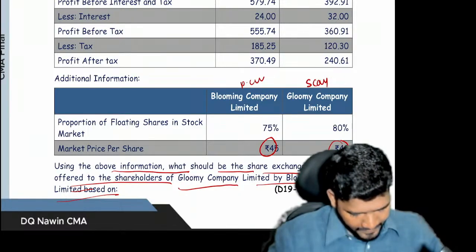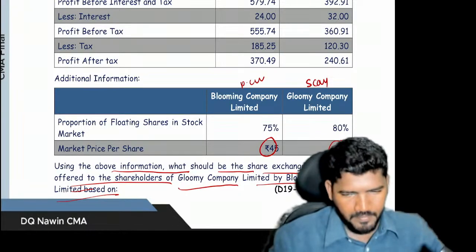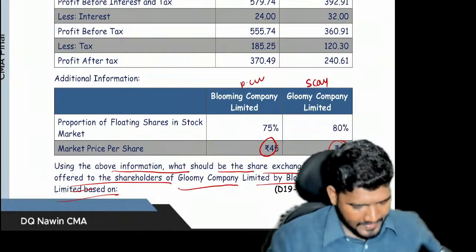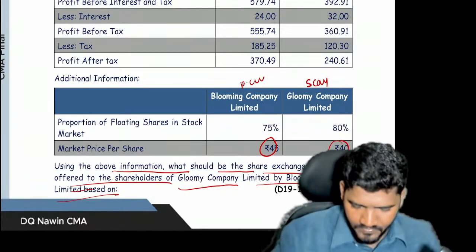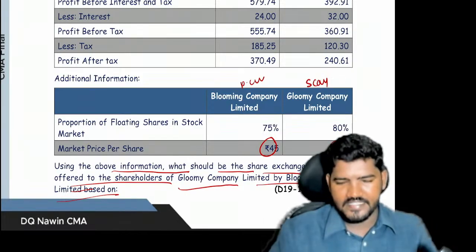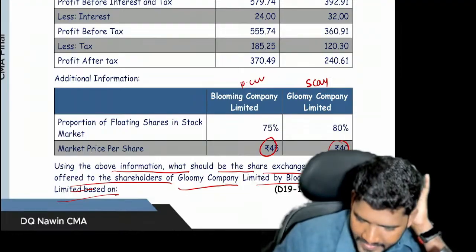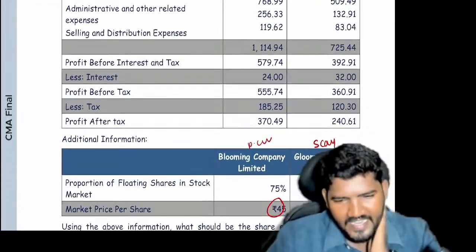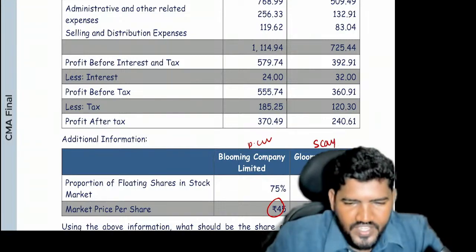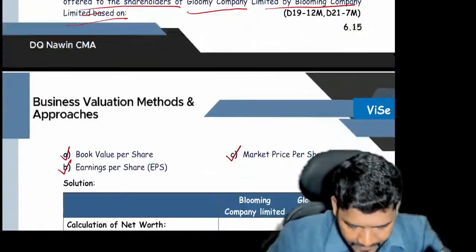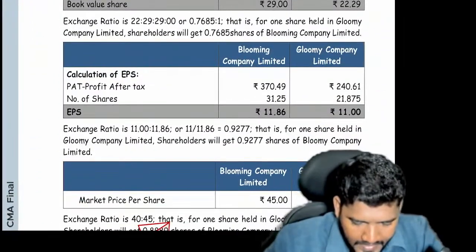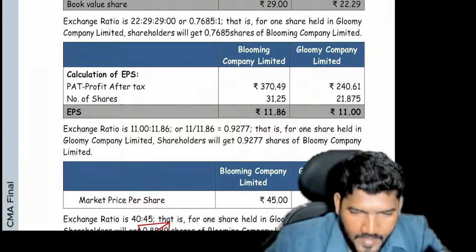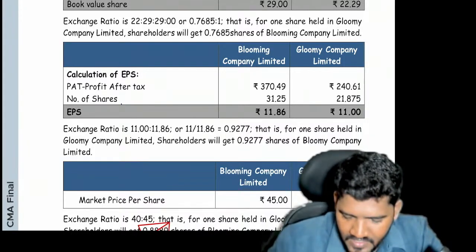If PAT is given, and there is no preference share capital, PAT is nothing but EAESH. Now, I think there is no preference share capital in the balance sheet. That's why PAT is nothing but EAESH. Divided by the number of shares, I will get EPS.